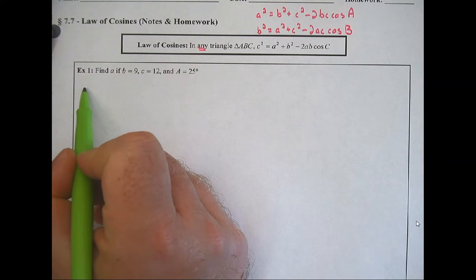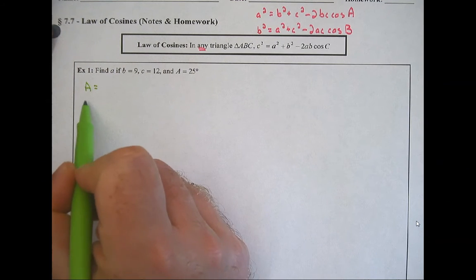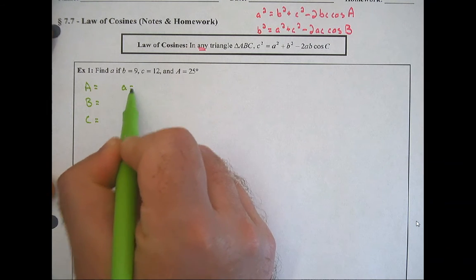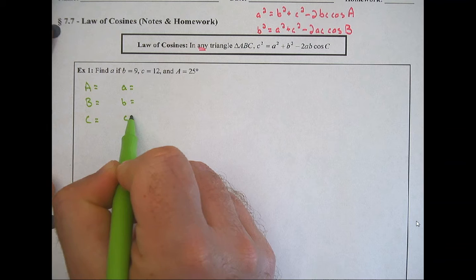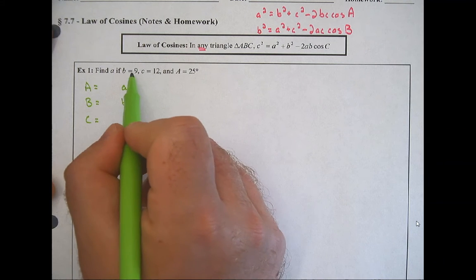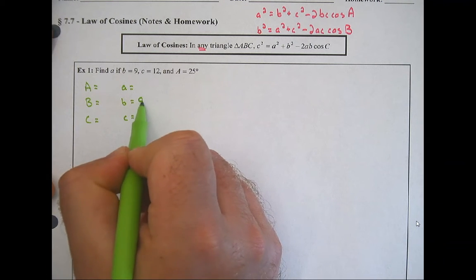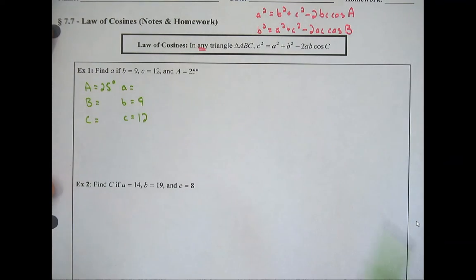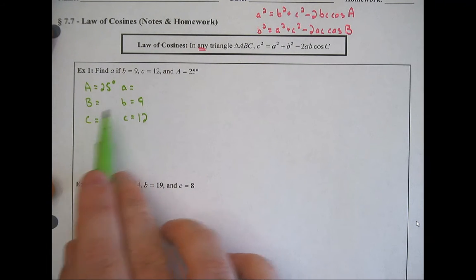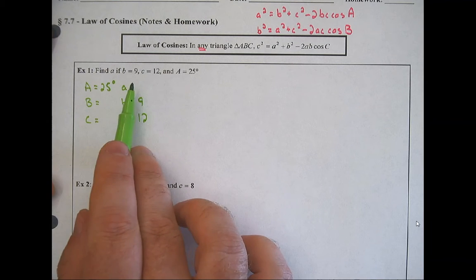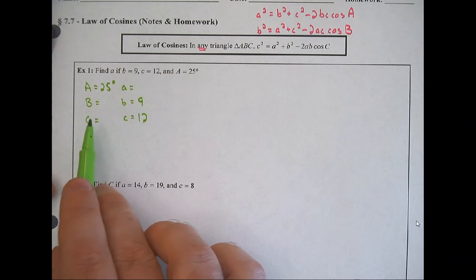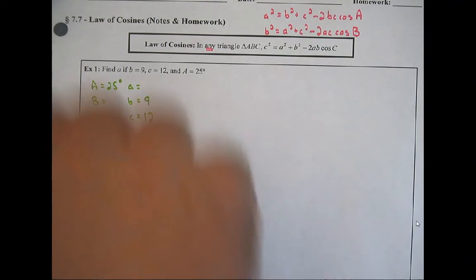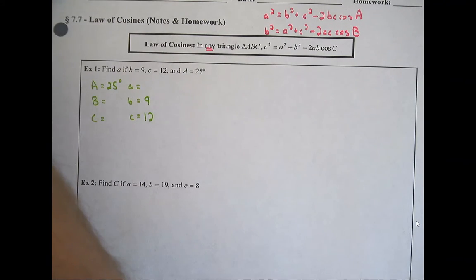Let's do a quick little chart: big A, big B, big C, little a, little b, and little c. We know little b is 9, little c is 12, and big A is 25 degrees. See how none of them match up? We don't have any combination of big A and little a, or big B and little b, or big C and little c. That's why you must use the law of cosines.